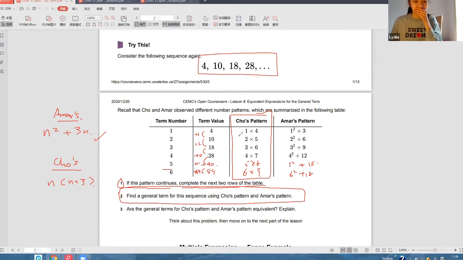Yeah, okay, good. Because what Lydia notices, well, the first term is always just equal to the term number, so that's just n. For those of you who don't know, maybe you're a little bit younger, the bracket represents multiplication, okay? And then she noticed that the second term is always the term number plus 3. So she said that this is equal to n times n plus 3.